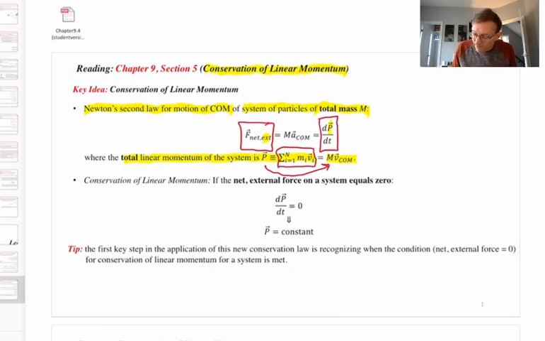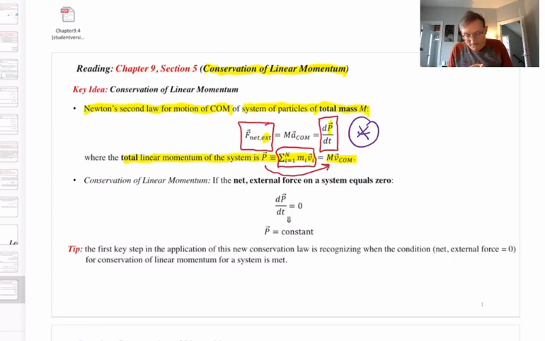But the bottom line right here is the equation with a star. If you have a net external force on the system, the total linear momentum of that system will change, and the net external force is equal to the rate of change of that total linear momentum.